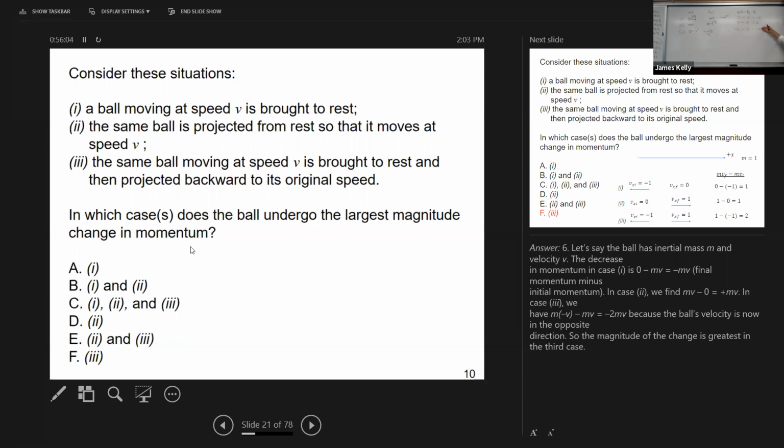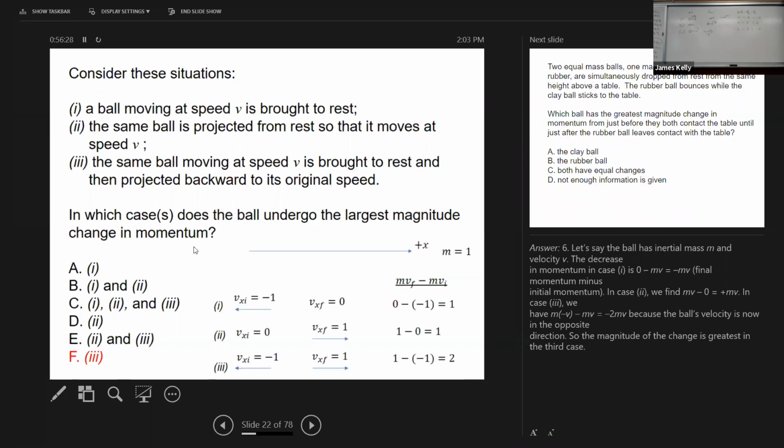So the magnitude of the change in momentum is biggest here compared to these two. You get double the change in momentum. For most people, that's kind of surprising, but that's useful to keep in mind. We're not talking about mass times speed. We're talking about mass times velocity. And when velocity changes direction, you have a huge change in velocity, and that means a huge change in momentum, much bigger than if you had just brought it to rest. Okay.